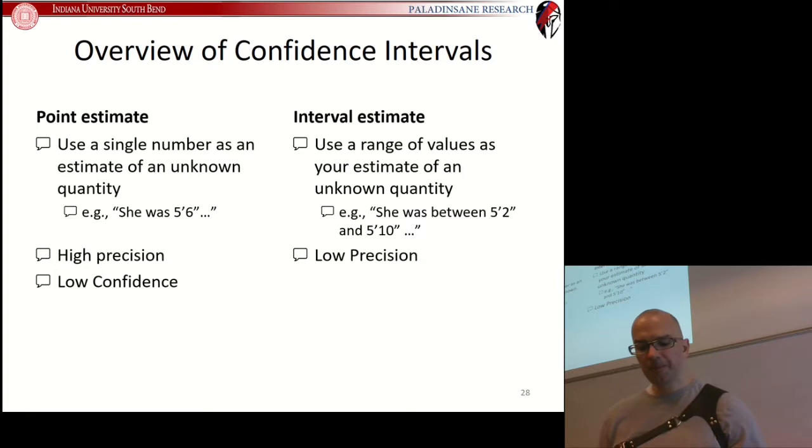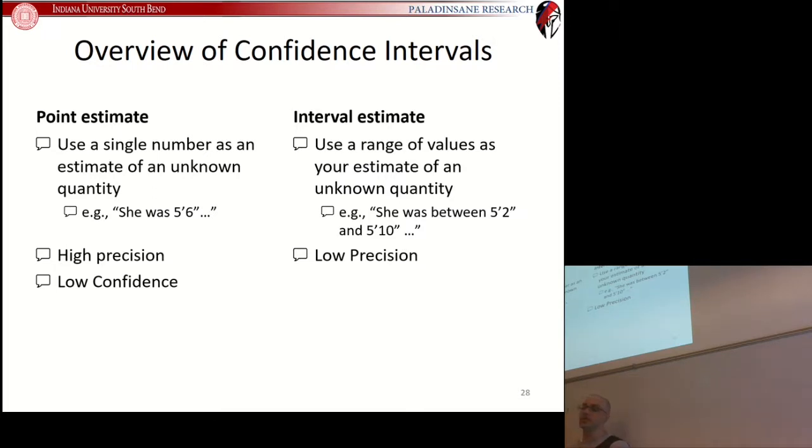So if your friend who's asking about your cousin from Milwaukee says, are you sure she's 5 foot 6? You can say, yeah, I'm pretty sure. And if they ask, are you really sure? You'd say, no, not really. She could be 5 foot 5, she could be 5 foot 7. I'm just estimating her height, so there's not a lot of confidence in that 5 foot 6.